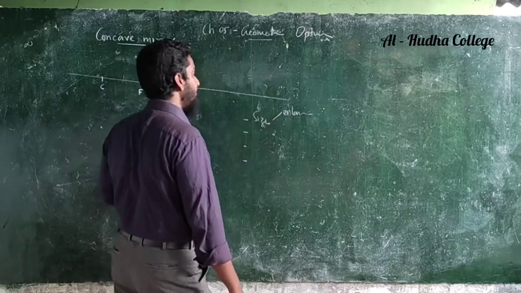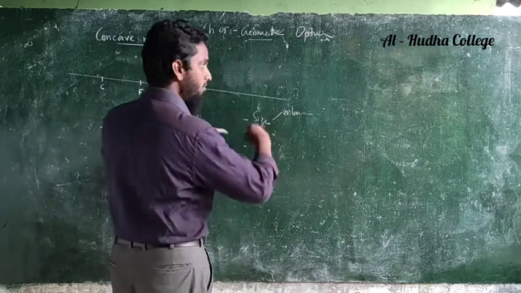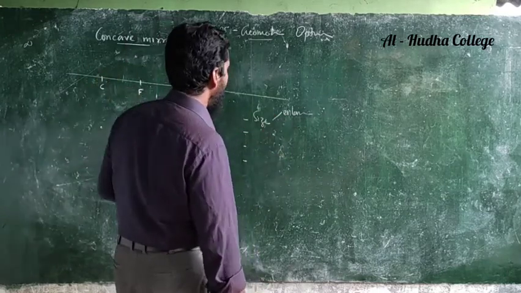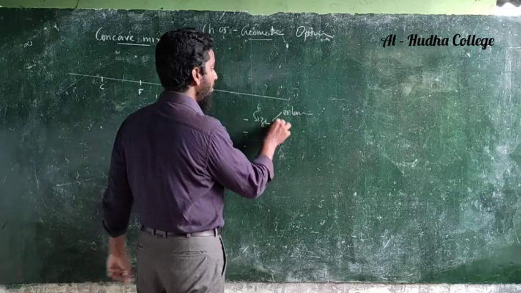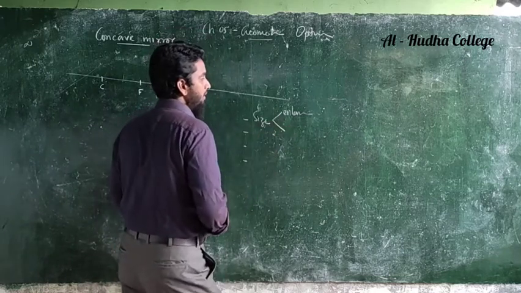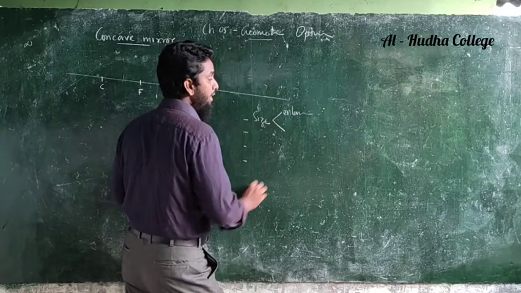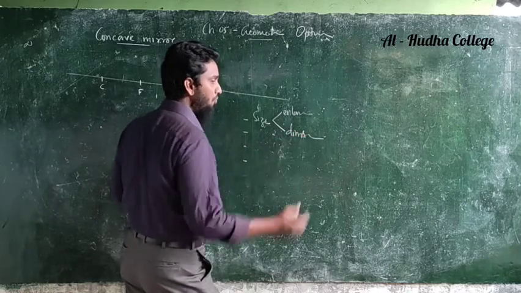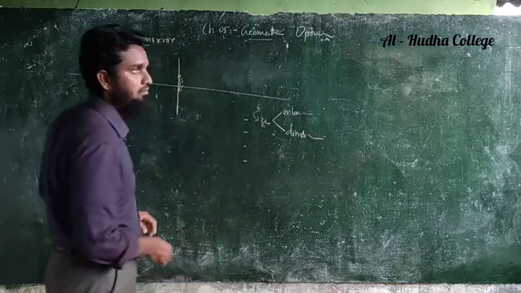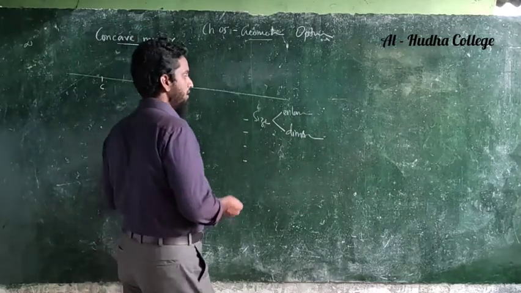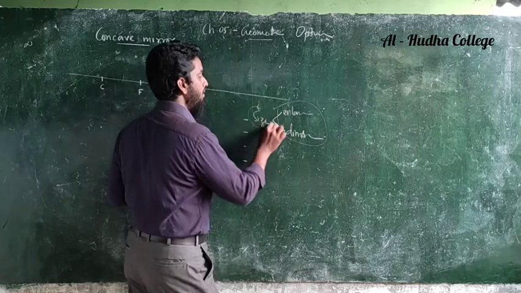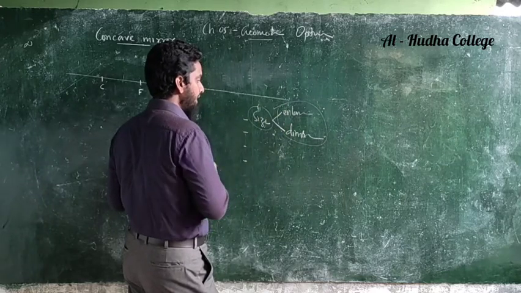When you consider the object, the image size can be magnified, or enlarged, or the image size can be diminished. Diminished means it is smaller than the object. These two characters are going to be considered when we consider the size.